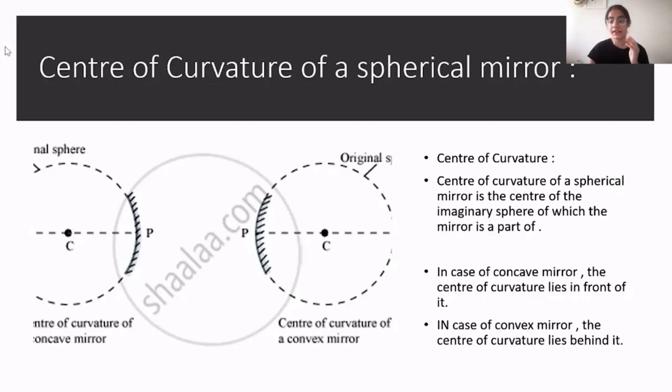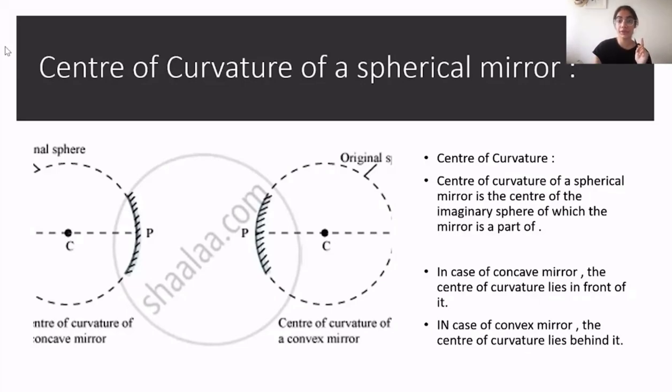So, the center of curvature of a spherical mirror is the same center of the imaginary sphere of which that particular mirror is a part. And in case of a concave mirror, the center of curvature, the center of that sphere, lies in front of the concave mirror, right in front of the reflective surface. While in case of convex mirrors, the center of curvature lies behind the mirror.